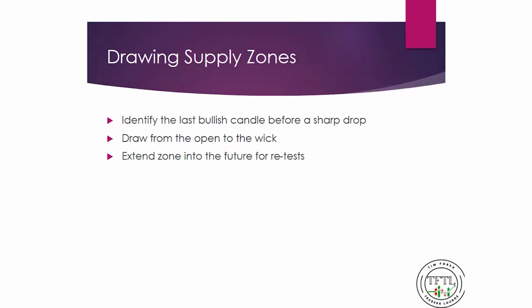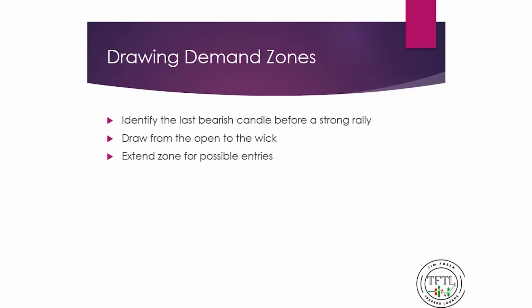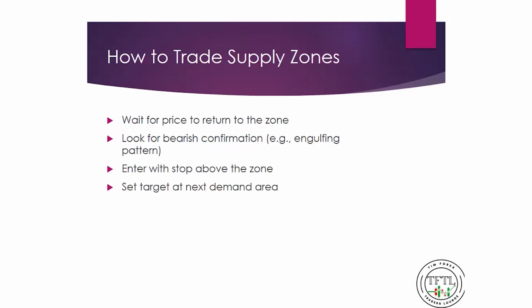So when we are drawing the supply zone, it is kind of related to the bearish order blocks. For the bearish order block, we usually identify the last bullish candle. We mark from wick to wick. But now for the supply zone, we are identifying the last bullish candle, marking from open to the wick. All right, marking from open to the wick. So once you mark those particular candles, then you need to be in a position to know how to trade the supply zone and the demand zone.